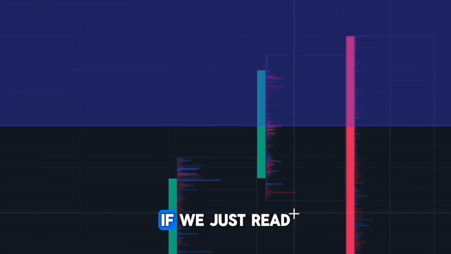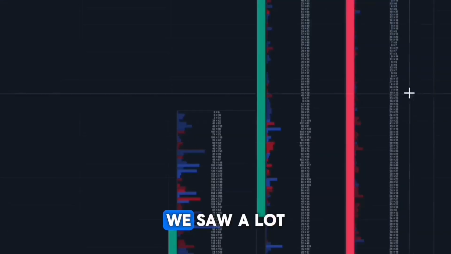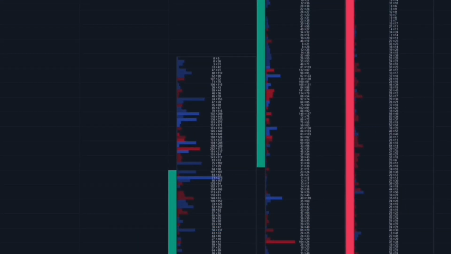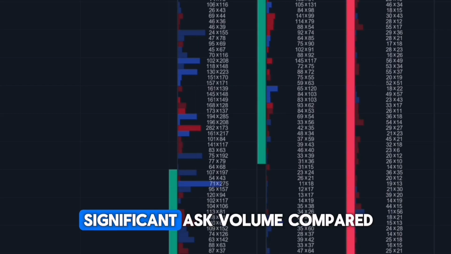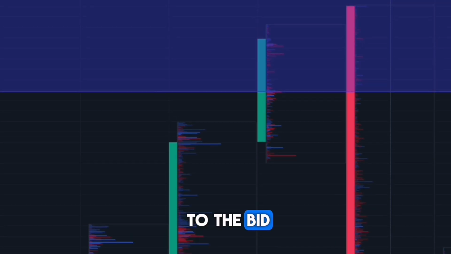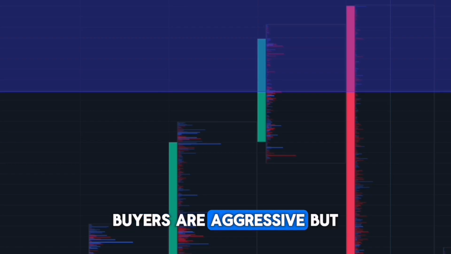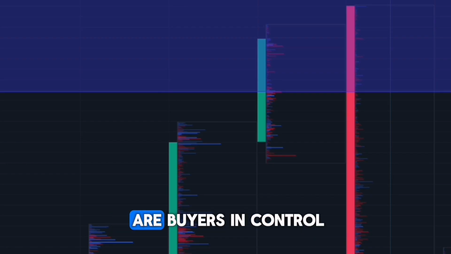Same thing over here, right? If we just read this number, we saw a lot of aggressive buyers, right? 71 for 275 resting over here. So we can see significant ask volume compared to the bid, which means that buyers are going in with market prices. Buyers are aggressive. But the question now is, are buyers in control?